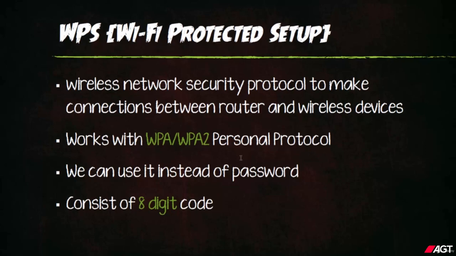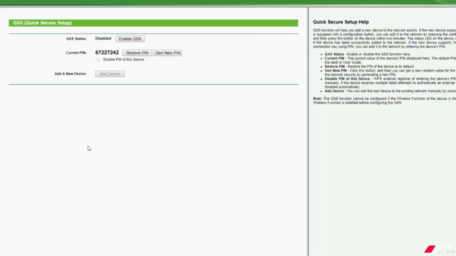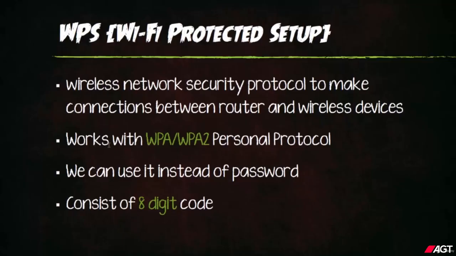Let me show it to you. So this is my TP-Link router, and over here you can see this is my pin code. It's an 8-digit pin code. So if I want someone to connect to my network, I can give this code and they can directly connect to this network, right? So this is how WPS works.